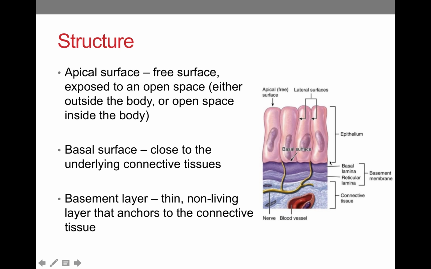The basal surface is the surface that is closer to the underlying connective tissue, and it is attached to connective tissue by what's called the basement membrane. The basement membrane is a thin, non-living layer that's like glue that connects the epithelium to the underlying connective tissue. The other surfaces of your epithelium are the lateral surfaces, so these are the side surfaces. So again, you have the apical or free surface that opens to some sort of space, the basal surface that is close to the basement membrane and the connective tissue, and then you have the lateral surfaces that are touching other epithelium.